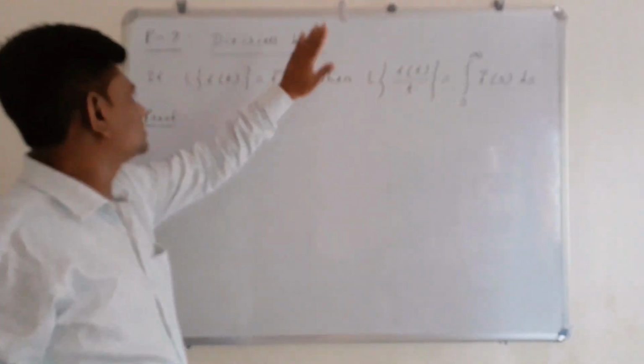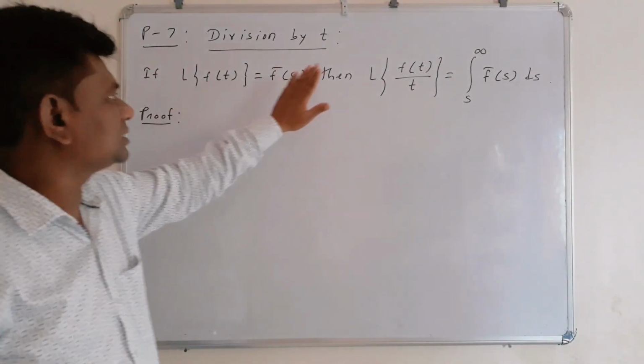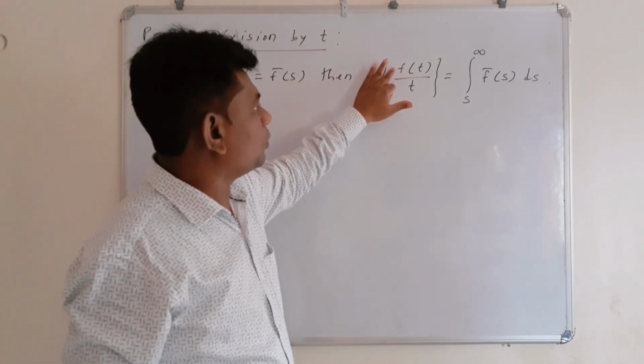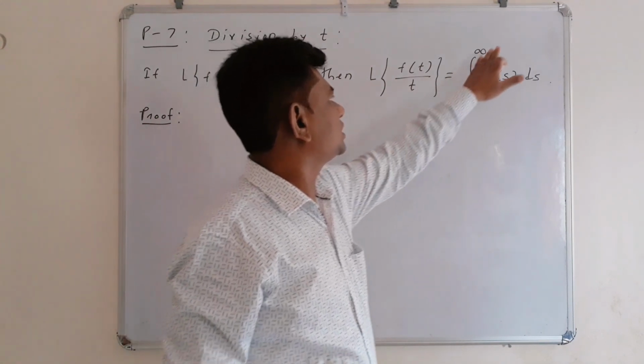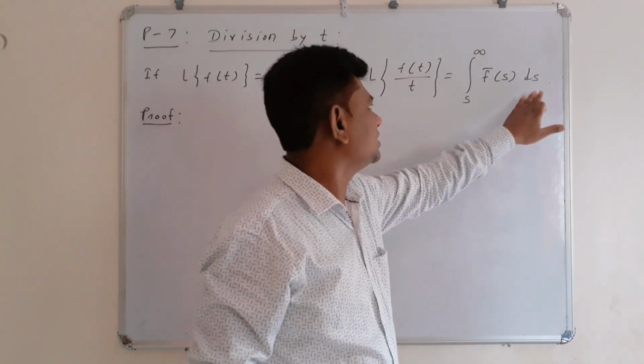Now property number 7, division by t. It states that if the Laplace transform of f of t is equal to f bar s, then the Laplace transform of f of t by t is equal to the integration from s to infinity of f bar s ds.